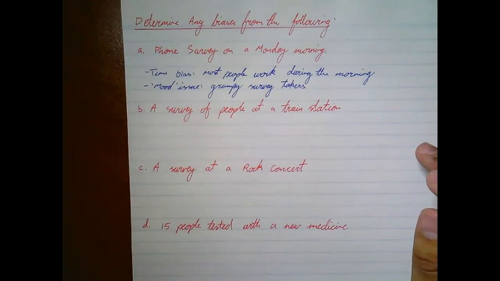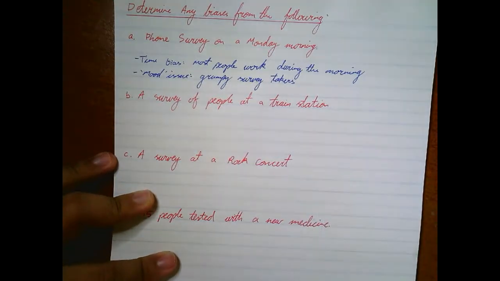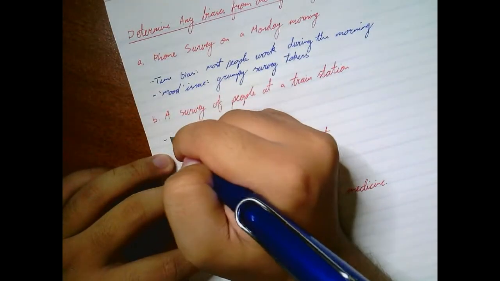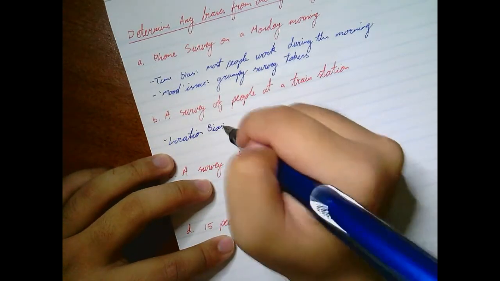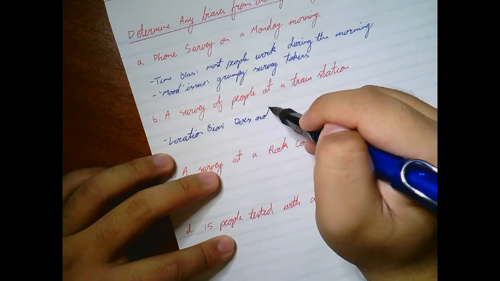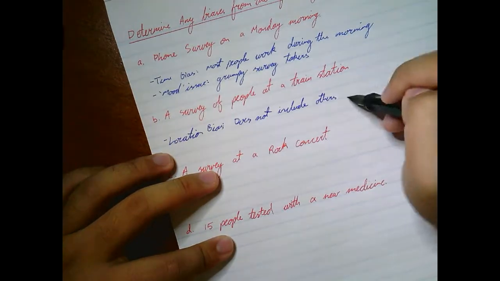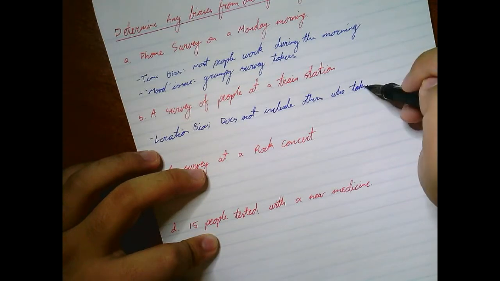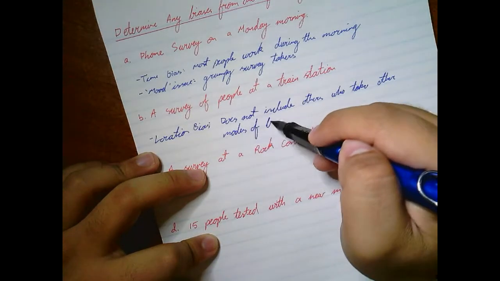Okay, the survey of people at a train station. Well, as we can see, it only includes people at train stations. What about people who take buses, people who take cars, people who walk? So I would call that a location bias. This does not include others who take other modes of transport.